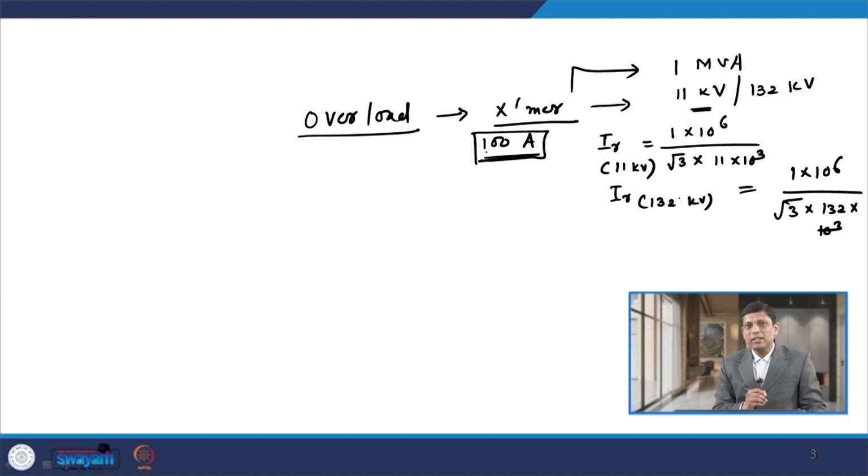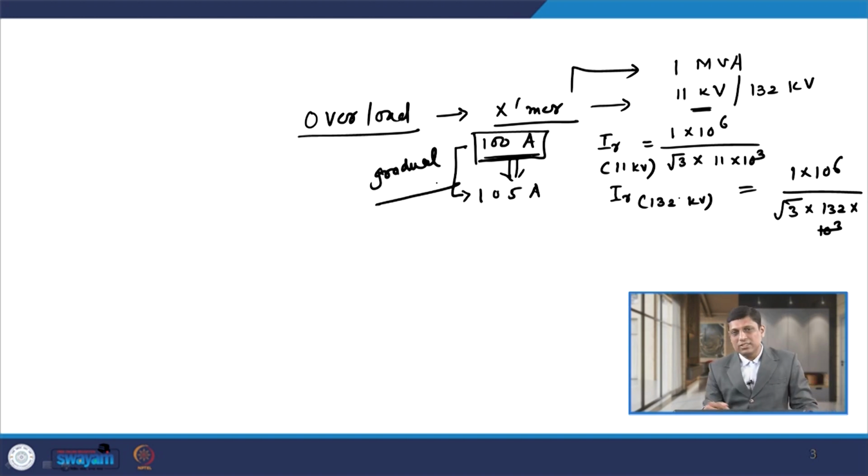This transformer can take this 100 ampere current continuously without any temperature rise and without any damage. Now, if this transformer draws more current than this 100 ampere, let us say 105 ampere, then what will happen? This increase in current from 100 ampere to 105 ampere is gradual, not rapid. It does not reach this value immediately, it takes this current with some margin. So, when it draws 105 ampere current, we are loading this transformer to 105%.